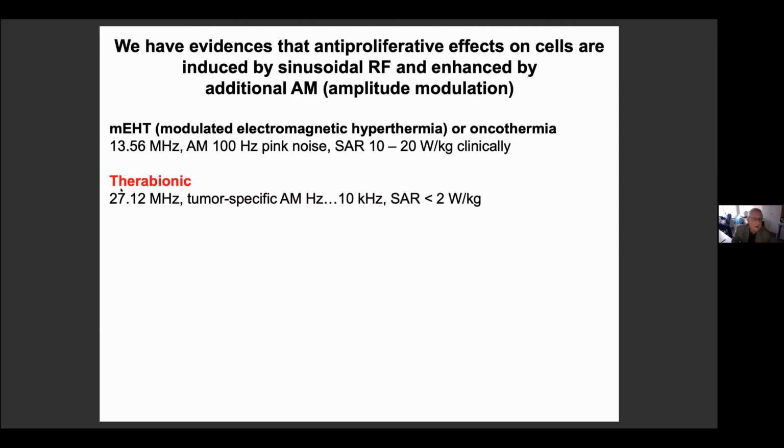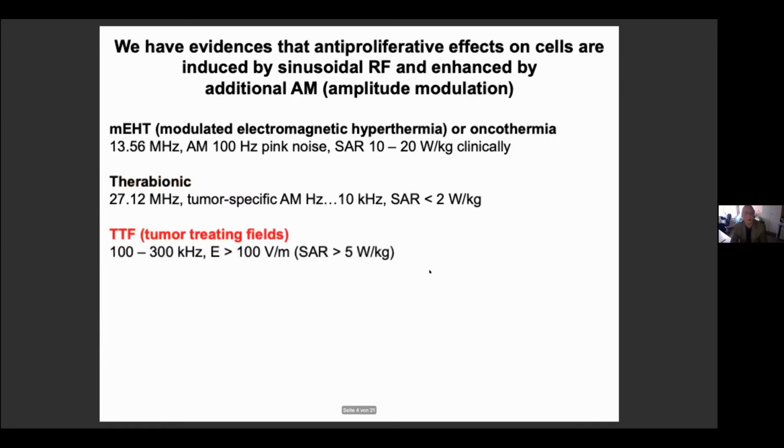But there is another interesting technique already in use. This is Terabionic, which works at 27 megahertz, and there are tumor-specific modulation frequencies in the range of hertz to 10 kilohertz, and the SAR is even lower, less than 2 watt per kilogram.